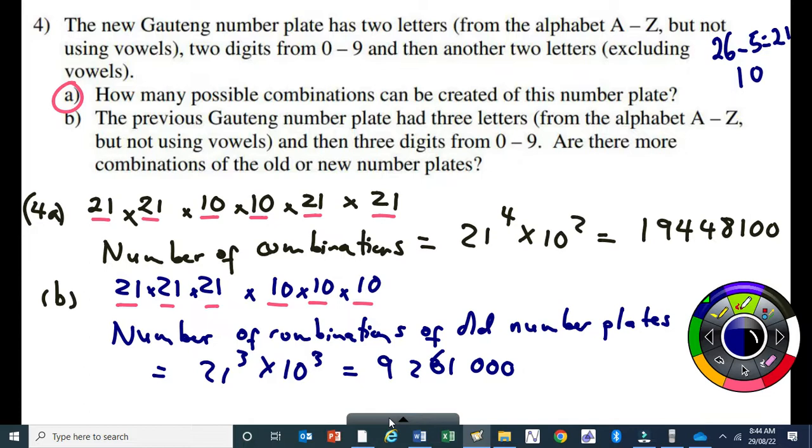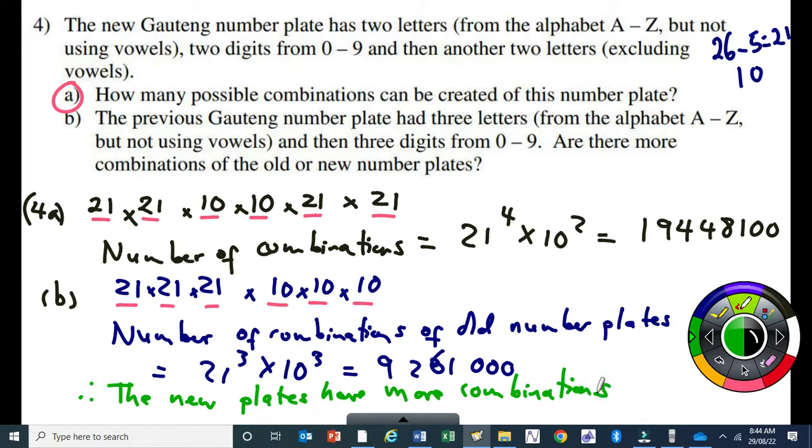What's the conclusion? Therefore, the new number plates have more combinations, because we got 19,448,100 and the old number plate had 9,261,000. So the new number plate has more combinations. I think this is probably the reason why they decided to change them, because people are buying more cars, so they would need to have more number plates.